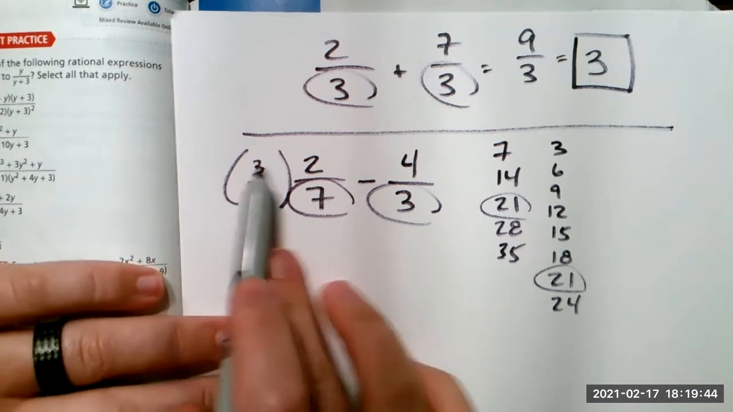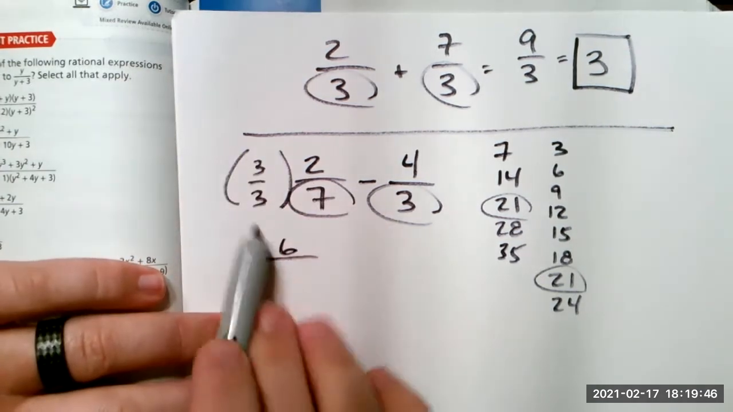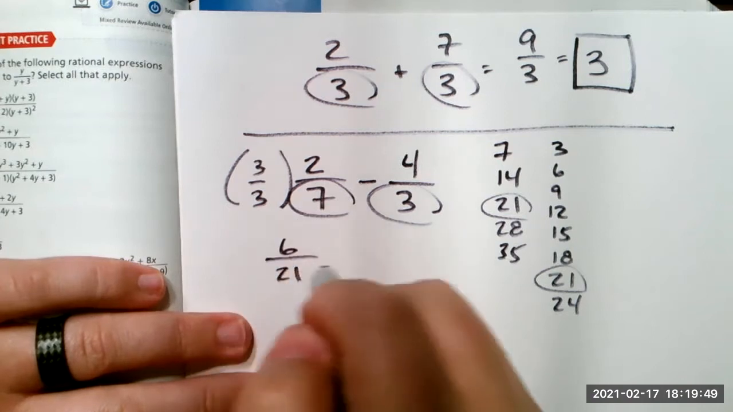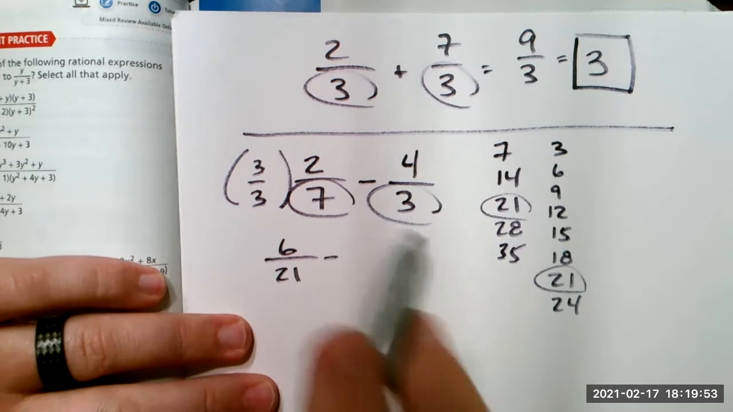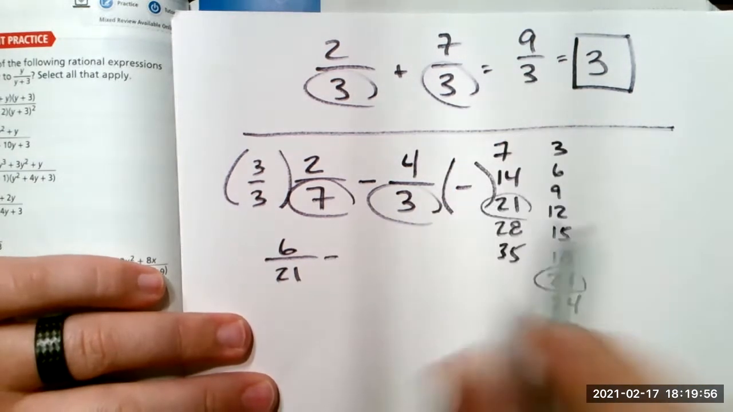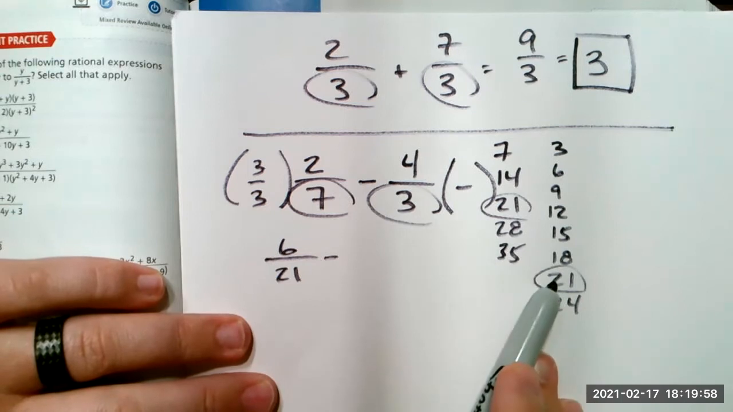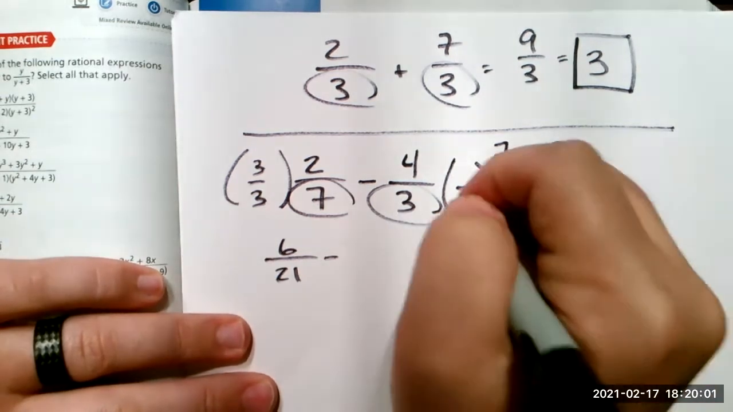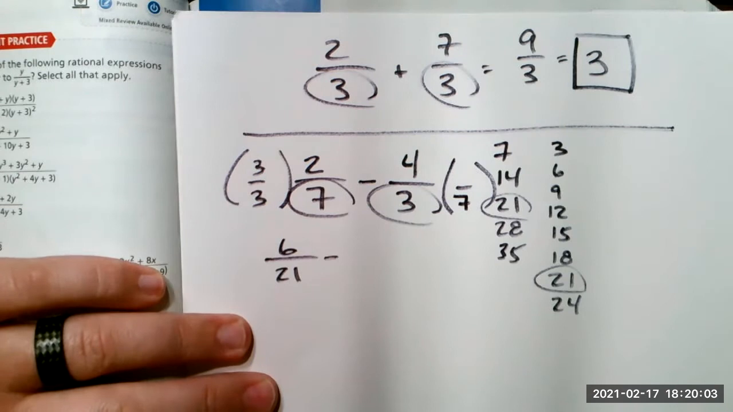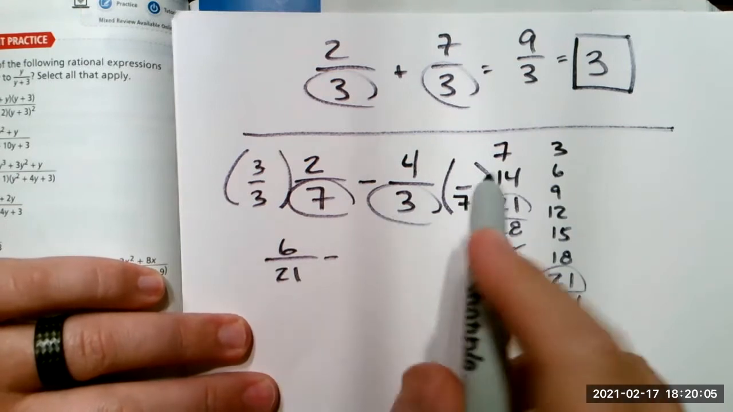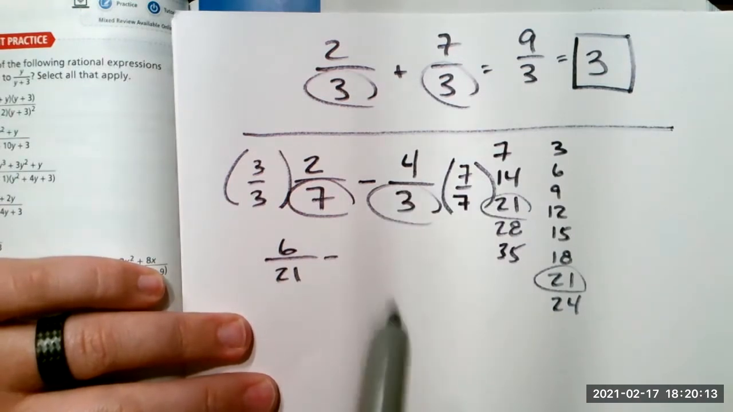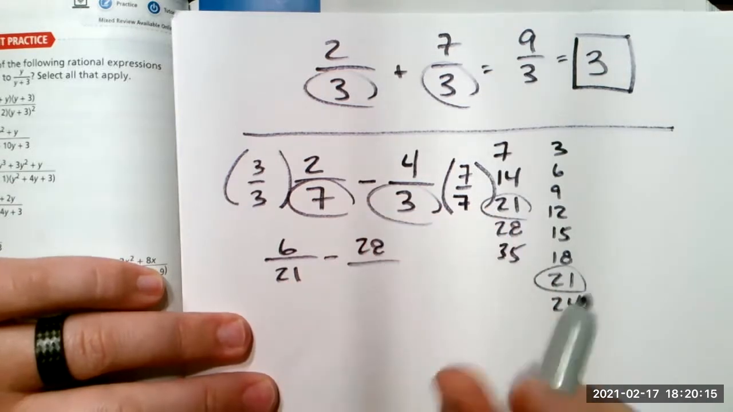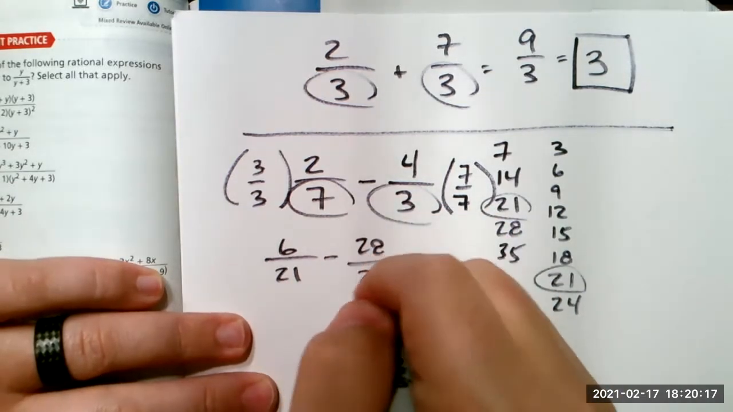So what does that give me? 3 times 2 is 6. 3 times 7 is 21. And then now the second fraction. My denominator is 3, but like I said, I want that to be a 21 because that's the least common multiple. So 3 times 7 is 21. So if I multiply my denominator by 7, I've got to multiply my numerator by 7. So my second fraction, 4 times 7 is 28. 3 times 7 is 21.